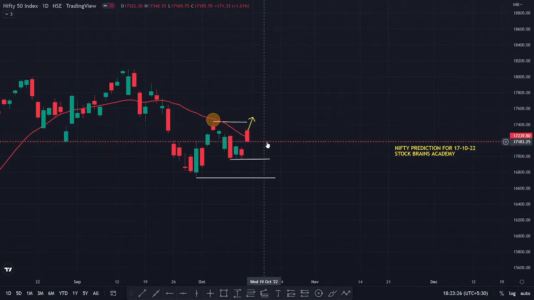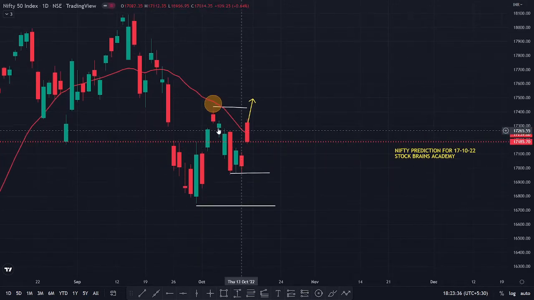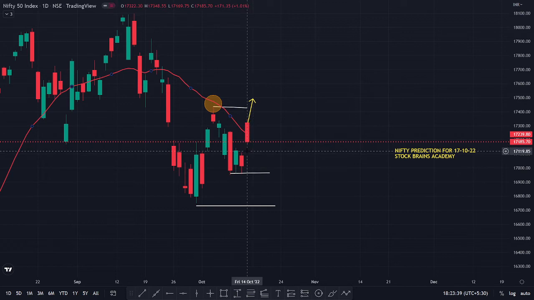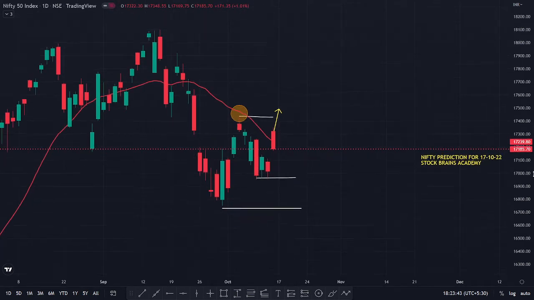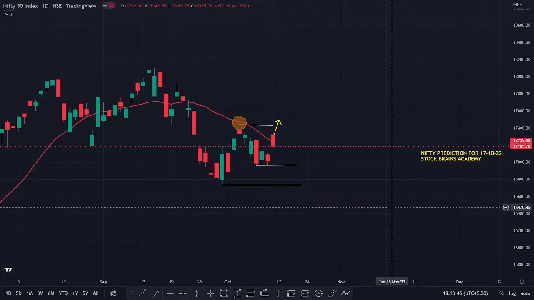Okay, so we have been looking at the higher time frame, but if you notice significantly, something significant has happened. Nifty has closed below this 20 period moving average here. Nifty closed below this 20 period moving average. Now what this can mean is that Nifty is signaling us a downtrend. Nifty is signaling us a downtrend.